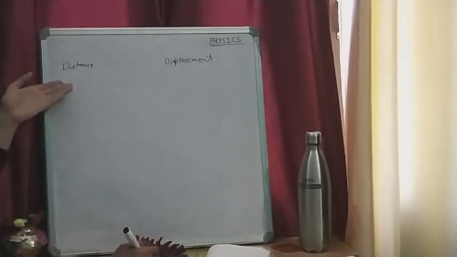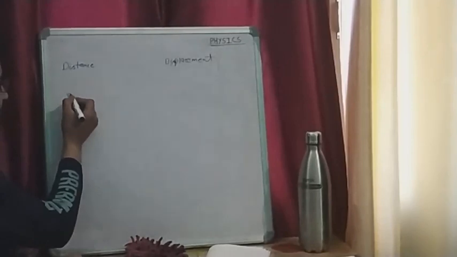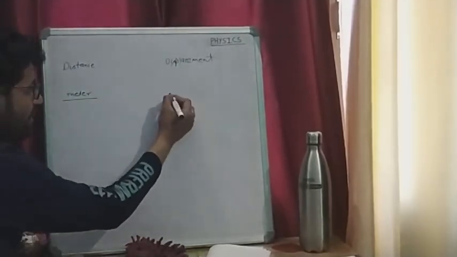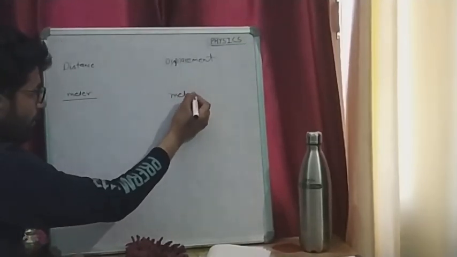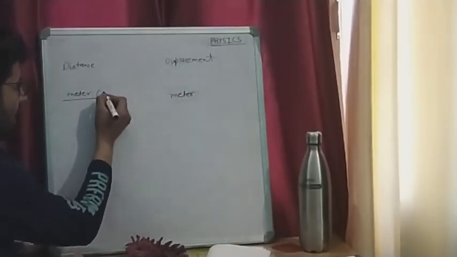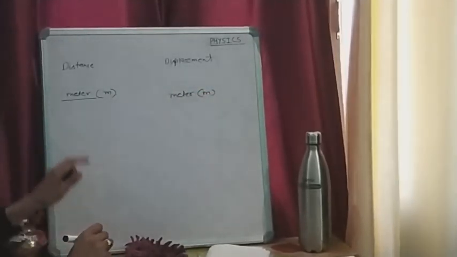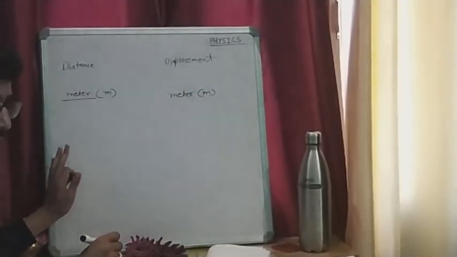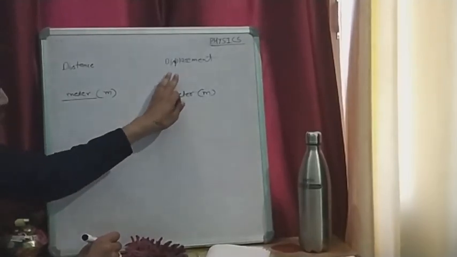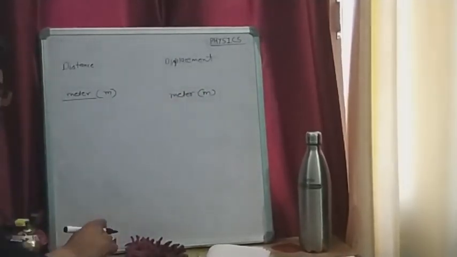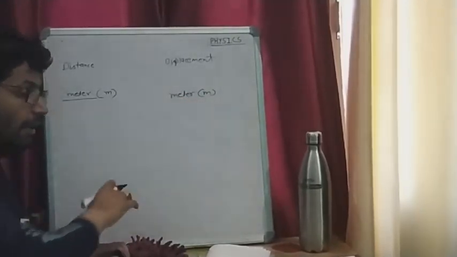And tell me about the SI unit of distance. The SI unit of distance is meter. You should know this thing. The SI unit of displacement is also meter. We write it with a small m. Distance can be positive. Displacement can be positive and negative also. Displacement can be 0 also.